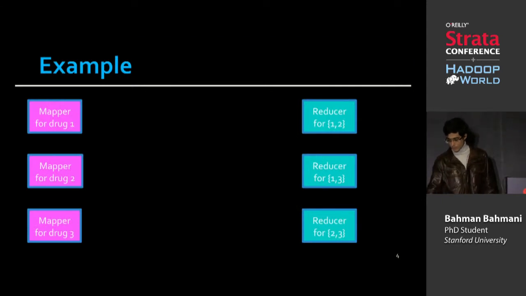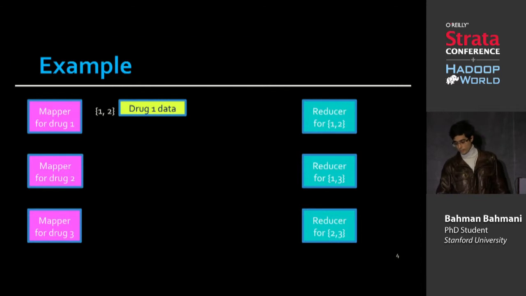So let's see it in action. Let's say here in this example we have 3 drugs. The mapper for drug 1 outputs the key (1, 2) and the value drug 1 data.